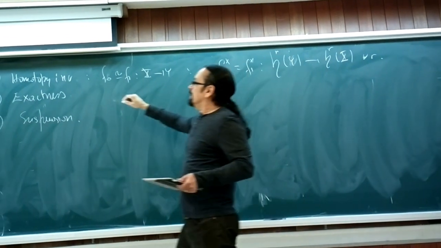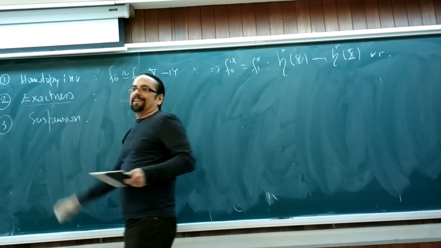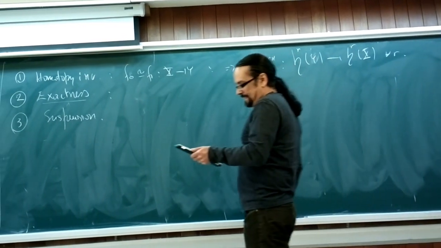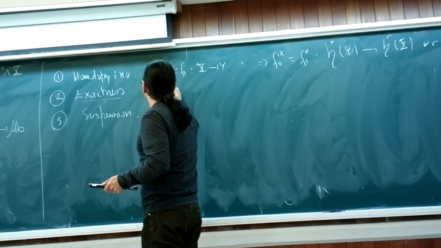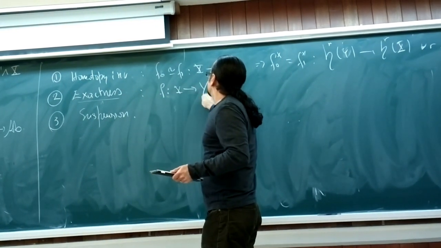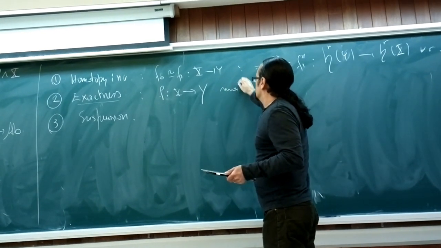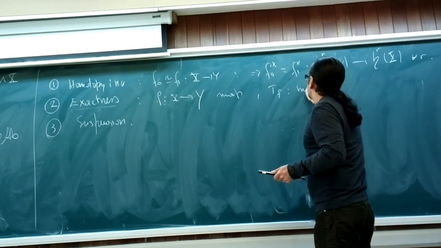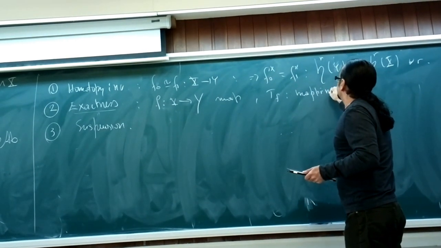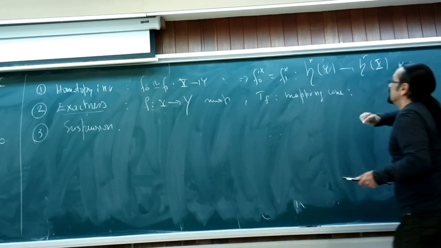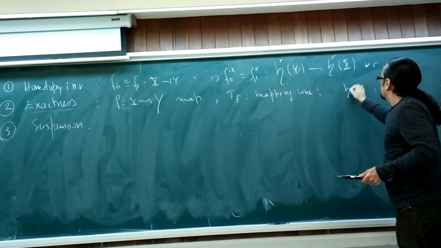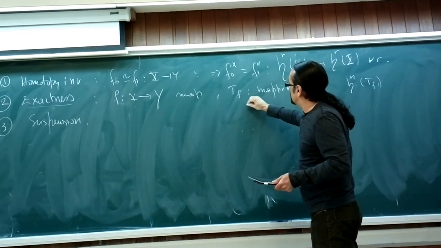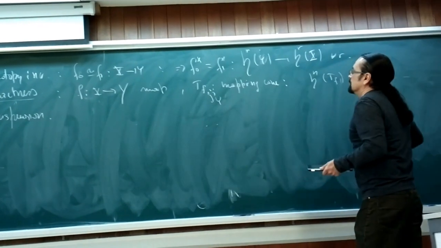Exactness is something that yields exact sequences, but basically the idea is that if you have any map, it could be for example an inclusion, and then you define the mapping cone, whatever that is, I won't spend time on that. Then you say that you have an exact sequence, so there's a canonical inclusion of Y in here. That's j.